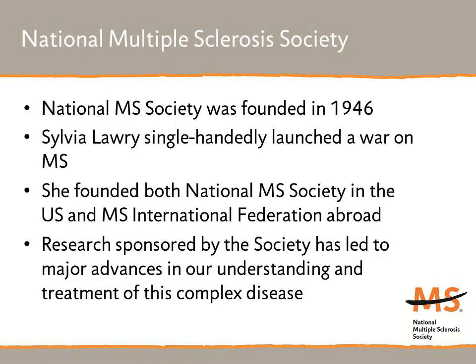So she put an ad in the New York Times asking for people who had successful treatment to contact her. Well, no one was able to give her a successful treatment, but many, many people contacted her. And from that ad in the New York Times and that response, the National Multiple Sclerosis Society was born. And in 1947, the Society sponsored its first 3 research projects. And today, the Society is a driving force of MS research and global research efforts.